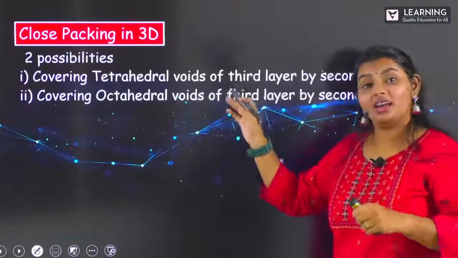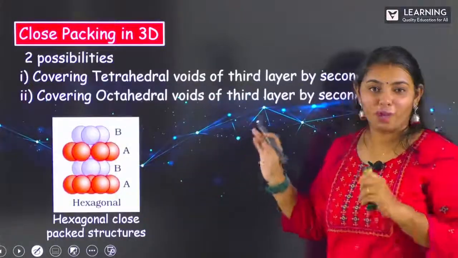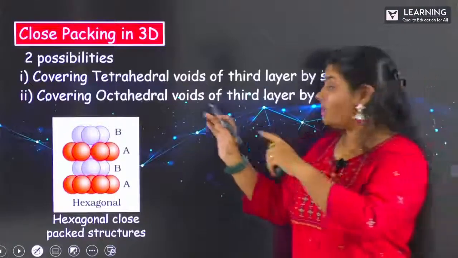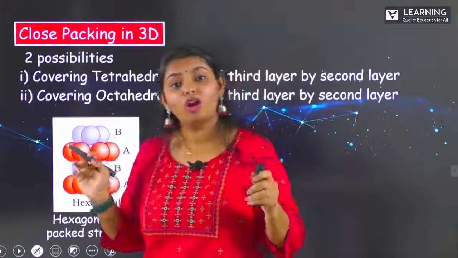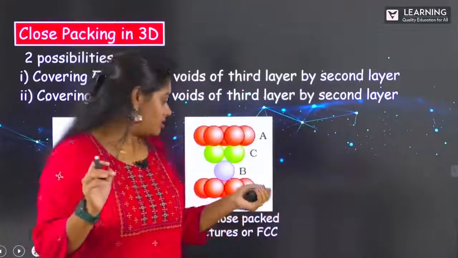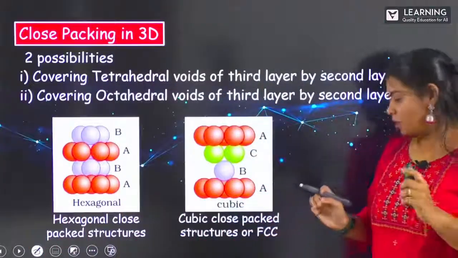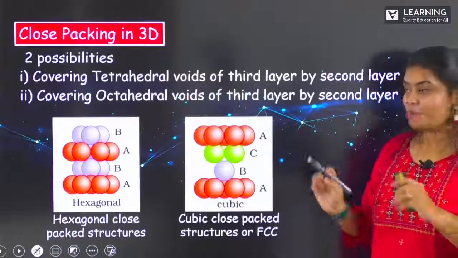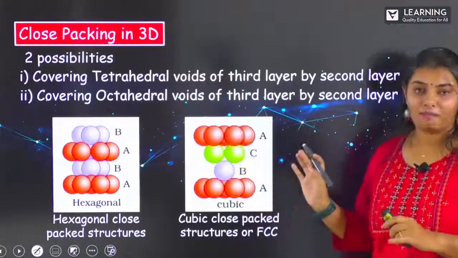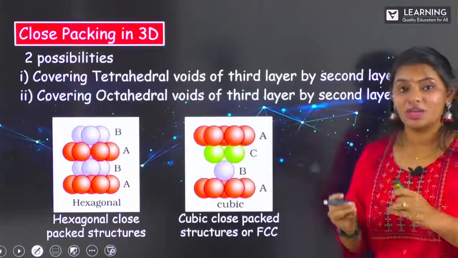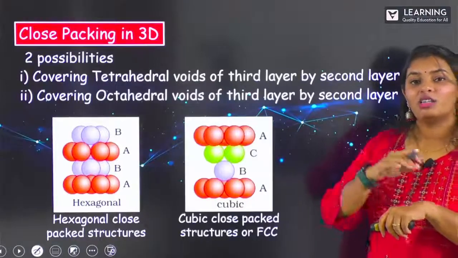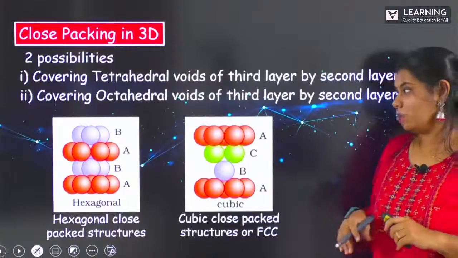When we cover the tetrahedral voids, what do we form? We form hexagonal close packed structure. When we cover the octahedral voids, what forms? A cubic close packed structure. Or it is also called FCC, face centered cubic close packed structure. Okay. So this is how the arrangement is happening. This is how the two possibilities are there where we can cover the octahedral voids and tetrahedral voids.